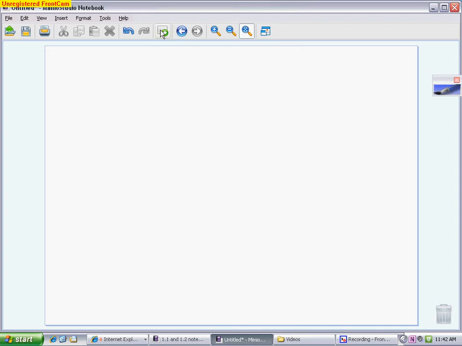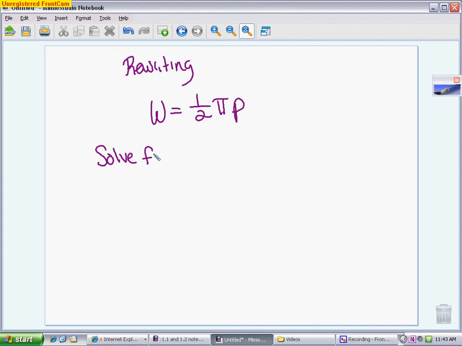The second problem that we're going to look at is going to be one where you're rewriting an equation. So you will be given an equation. So we're going to go with one that is w equals 1/2 pi p. You'll be given an equation, you might know what it stands for, it might be just a random equation, and you're going to be asked to solve for p.